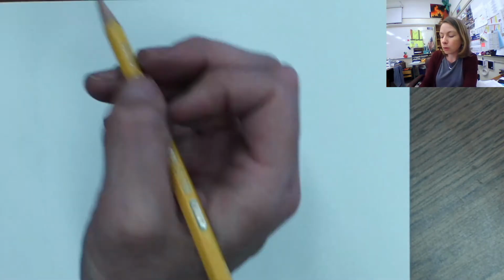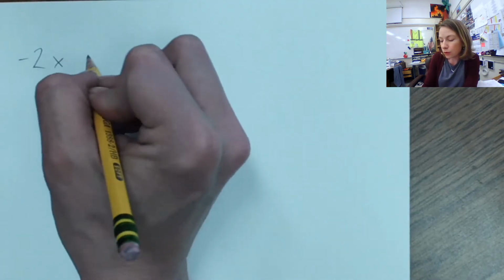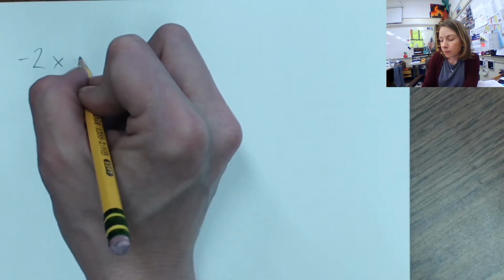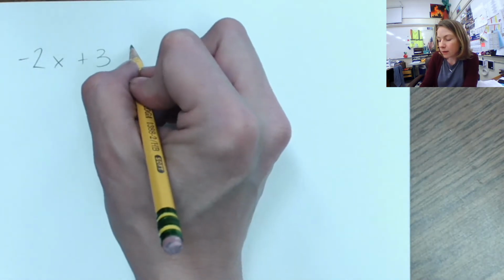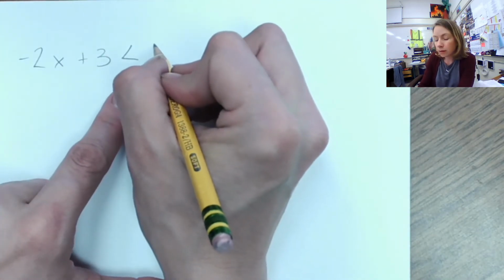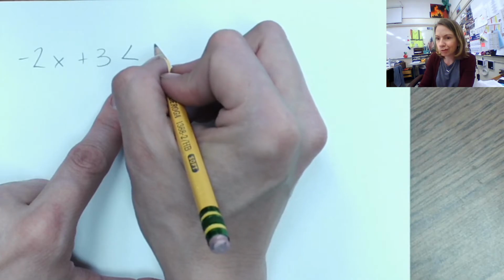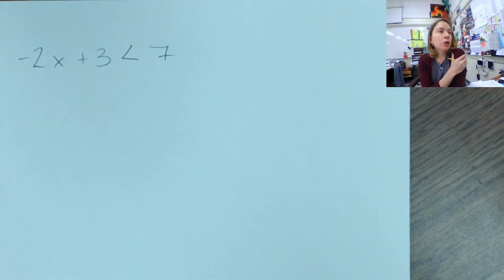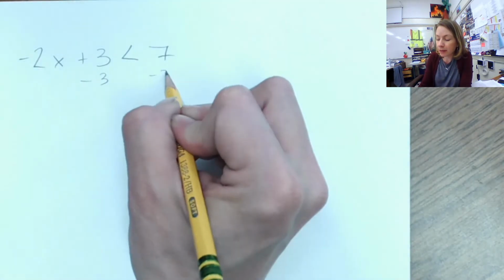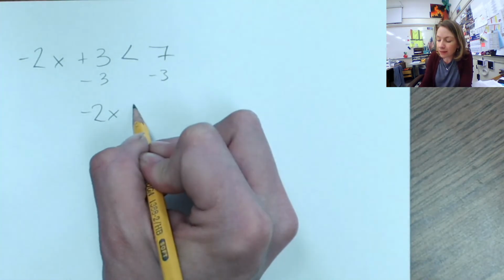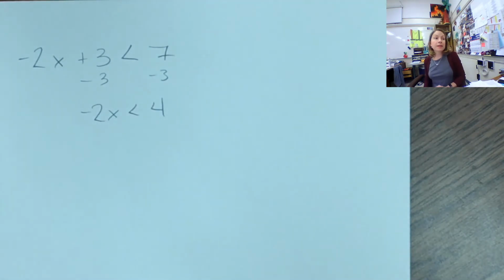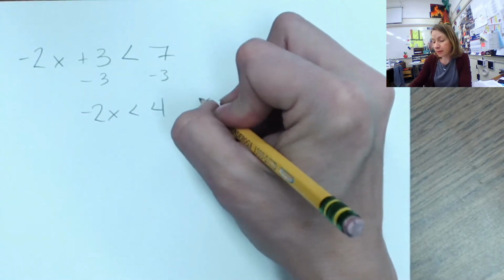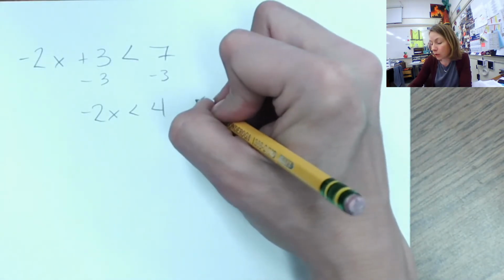Let's look at the situation where things get a little bit different. Let's say I've got -2x plus 3 is less than 7. Sorry, that took me a minute. All right, so for this problem, I'm going to treat it the same way for the first couple steps. I'm going to subtract 3 from both sides. So -2x is less than 4. Now, this is the one time where things are different. This is the part where we need to pay close attention.